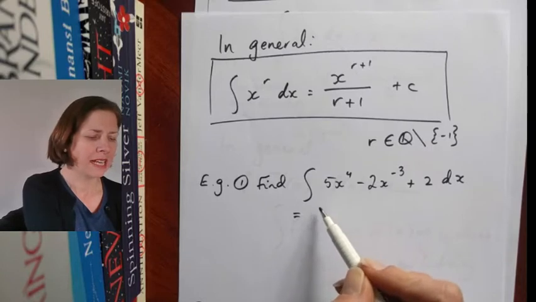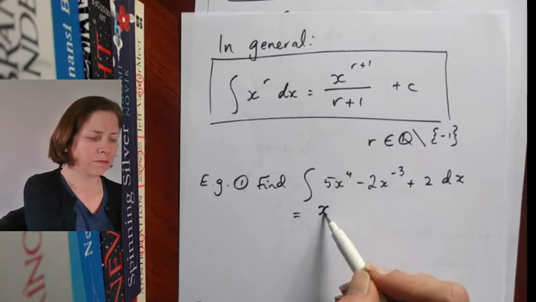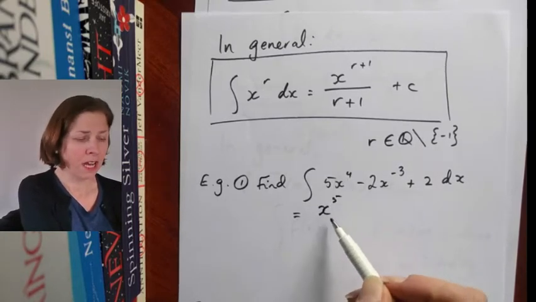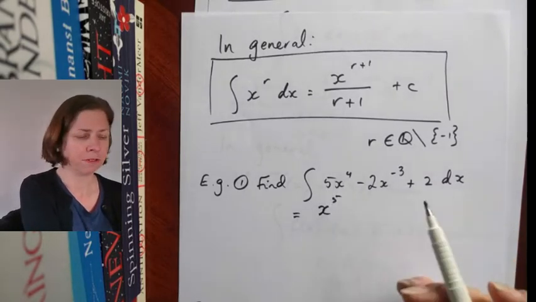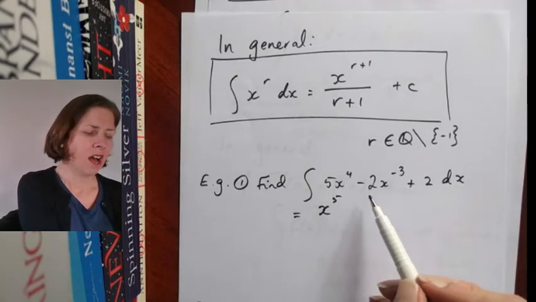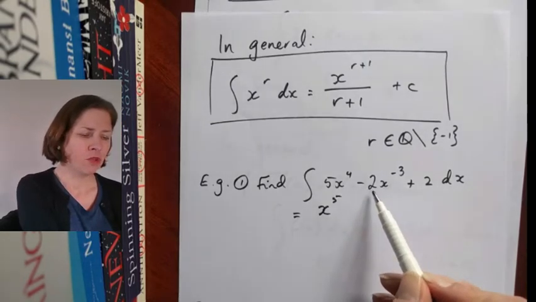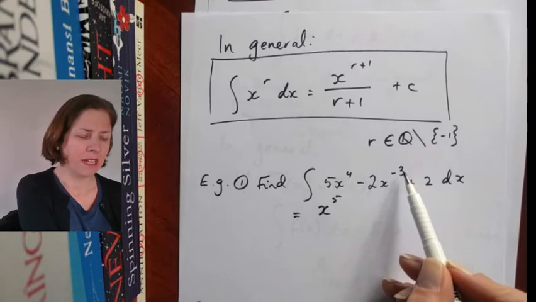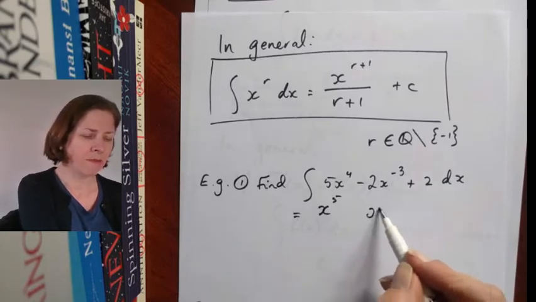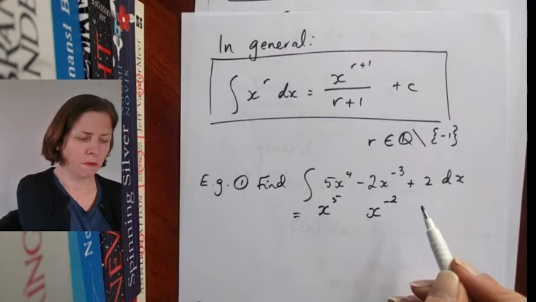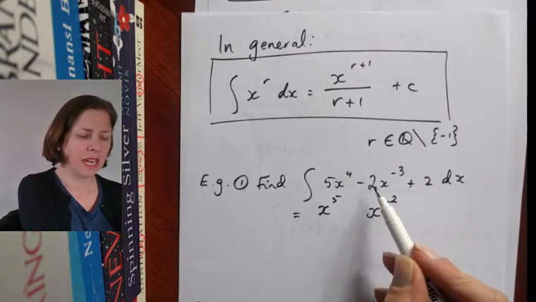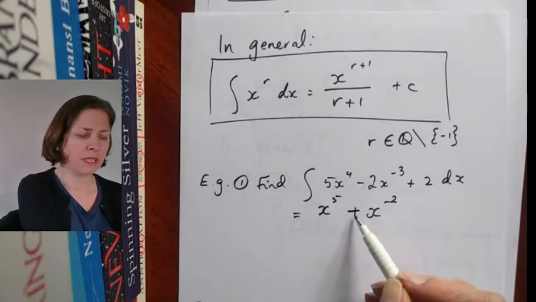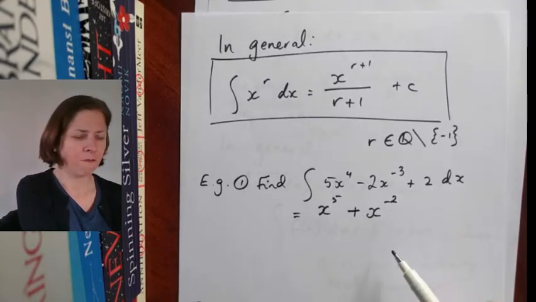So I'm going to get x to the power of 5 divided by 5, but I'm already multiplying by 5 there, so it's just going to be x to the power of 5. Now here I've got negative 2x to the power of negative 3. So if I add 1 to the power there, I'm going to get x to the power of negative 2. And if I now divide by negative 2, then that's going to be negative 2 over negative 2, so it's simply an addition here. x to the power of 5 plus x to the power of negative 2.